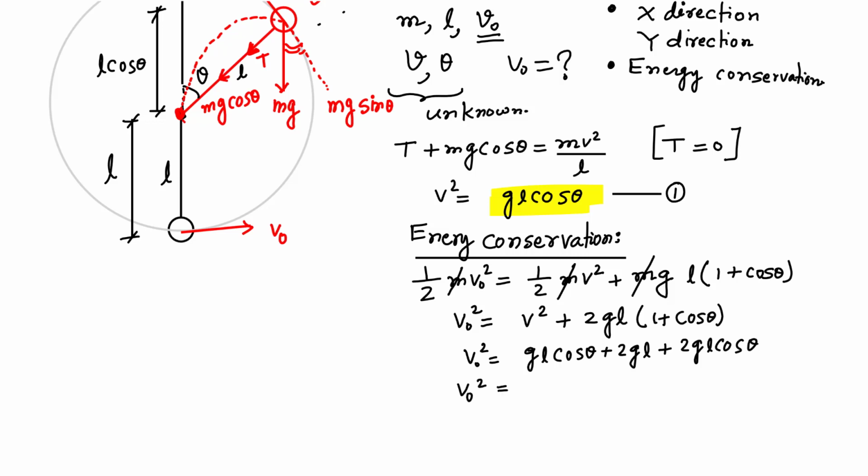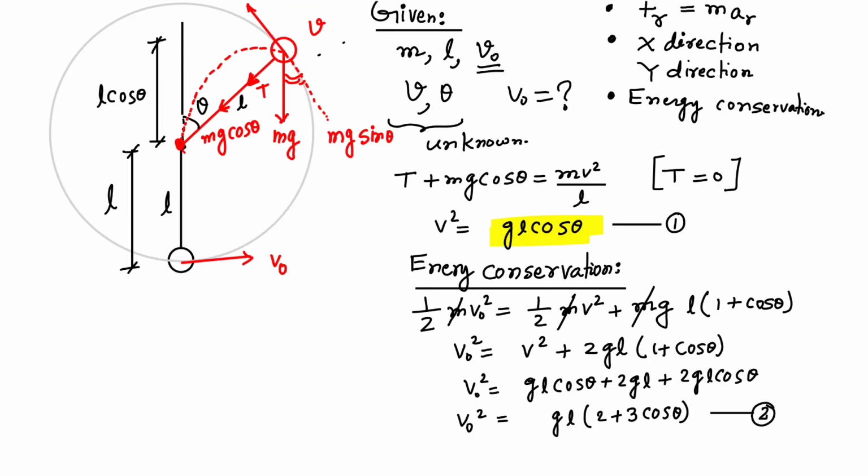If you take gL common, this becomes gL times (2 plus 3 cos theta). So now this is the equation for v naught square. Let us call it equation number 2. Now the third equation will come from the parabola. I have to write the equation of motion in the x direction and y direction, because this is moving in a parabola.